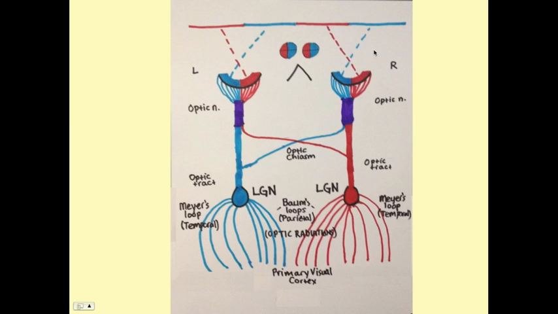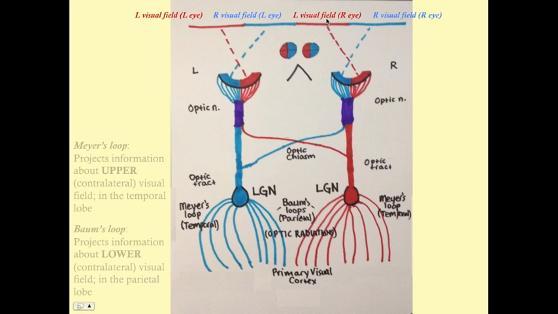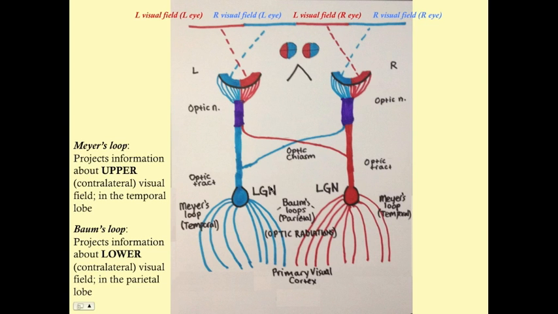So here's your visual fields, and then Meyer's loop and Baum's loop. And also, Meyer's loop projects information from the upper part of the visual field. So on the left side, it contains the upper part of the right visual field, and on the right side, it contains the upper part of the left visual field. Whereas Baum's loop in the parietal lobe contains information about the lower contralateral visual field. So on the left side, it contains information about the lower right visual field, and on the right side, it contains information about the lower left. Okay, so here's your visual field.